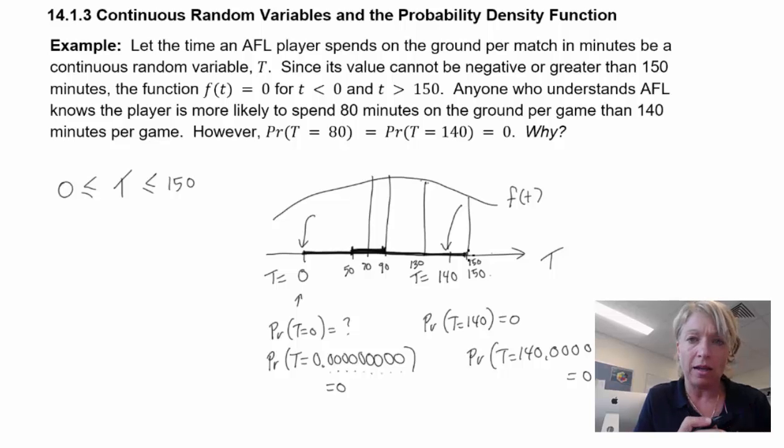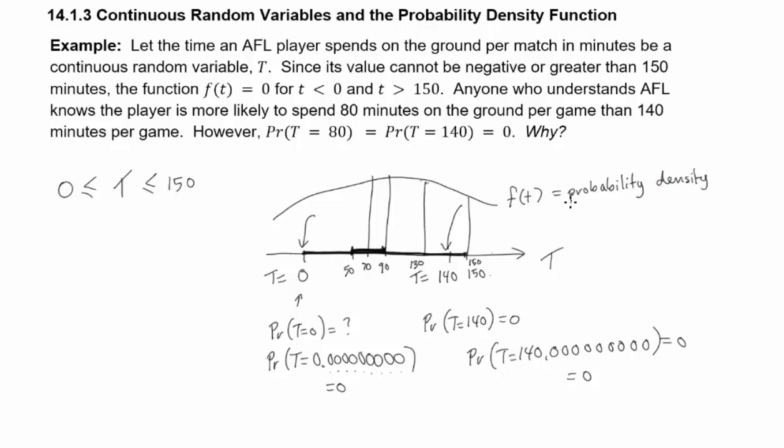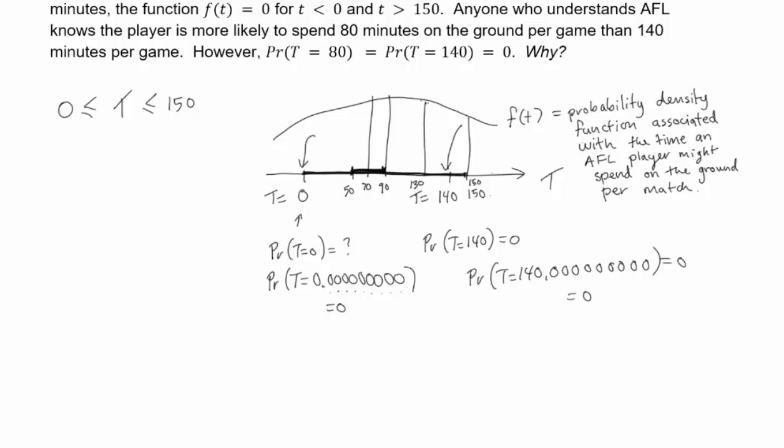And it's easier to determine using something called a probability density function. The probability density function is defined by f of t. So f of t represents the probability density function associated with the time an AFL player might spend on the ground per match, and the probability that the player might spend between 50 and 90 minutes on the ground would be given by the area under the probability density function.